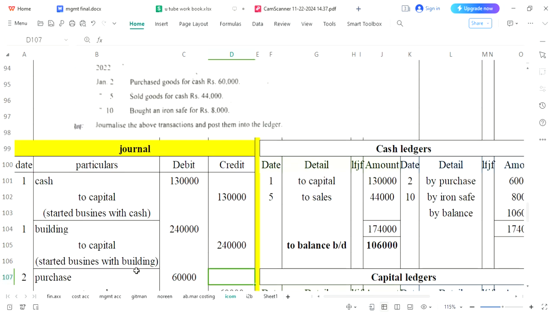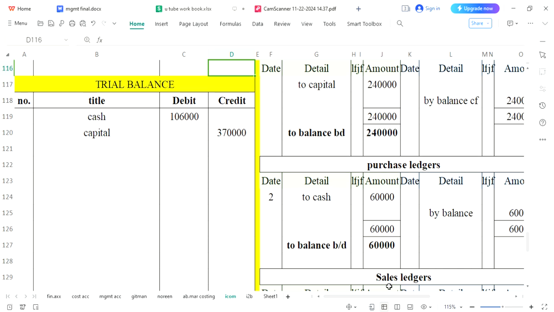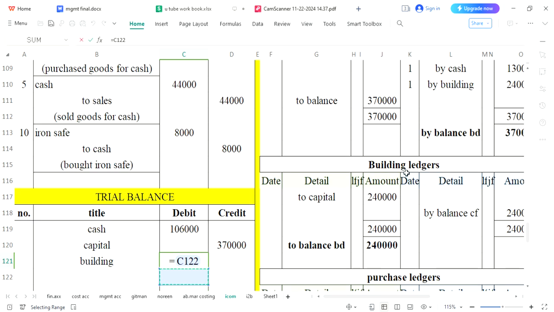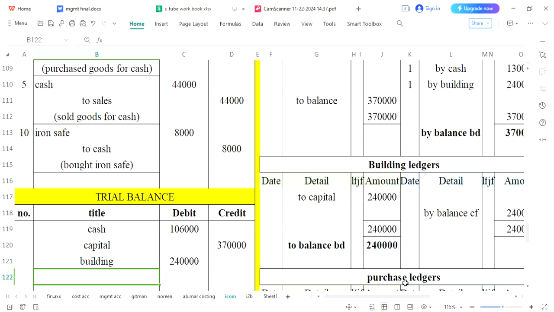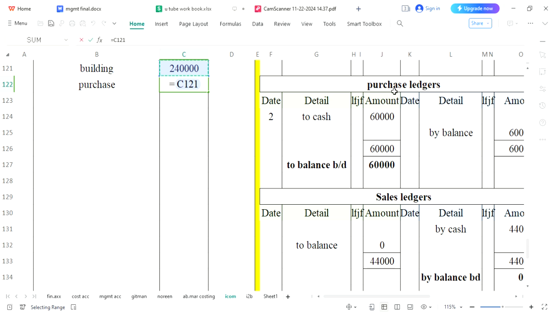After capital, we will see now next ledger is building. Okay, write down over here building, and we will see where balance of building has been written. Look, this is your building ledger, and balance is written on debit side, so you will choose debit side. Now after building we have purchase. First put the title, and now we will see where balance of purchase is written. Look, this is your purchase ledger. Balance is written on debit side, so you will choose debit side of the trial balance.